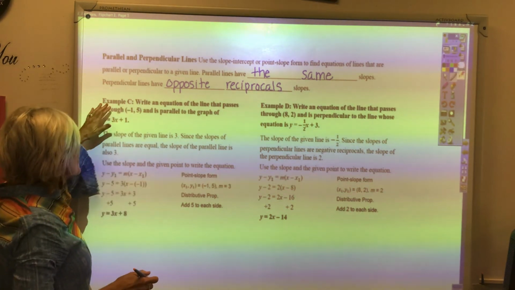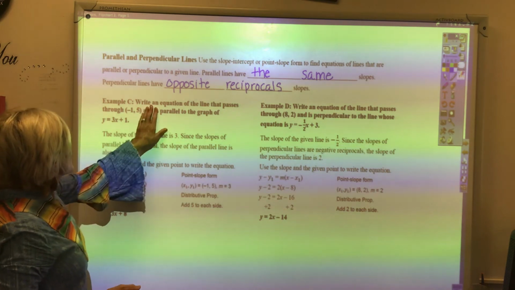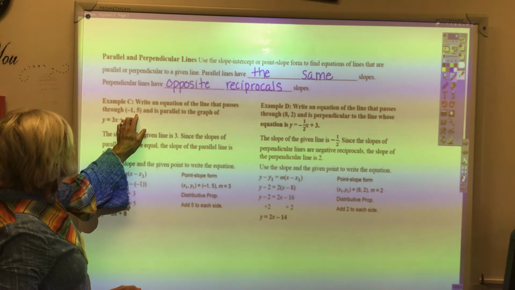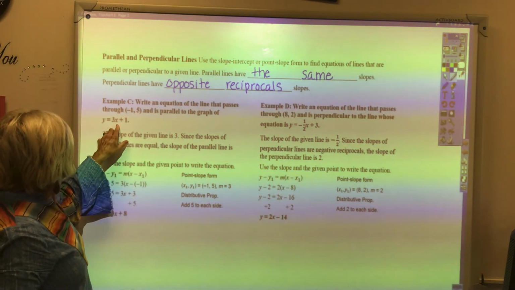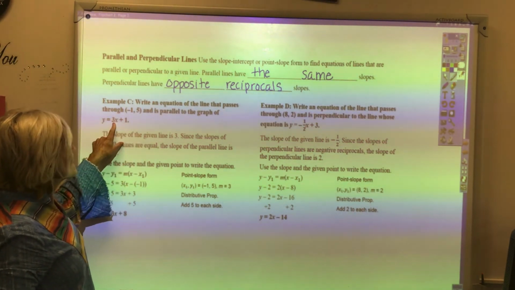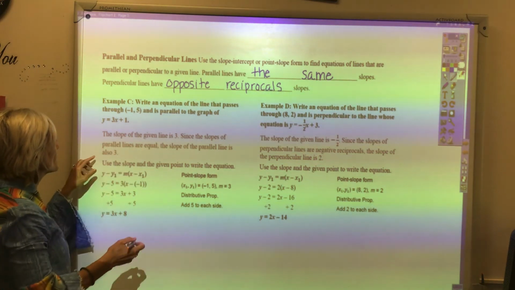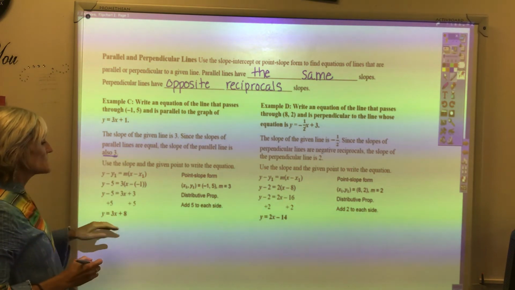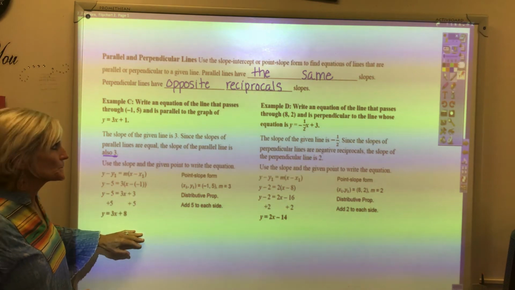And so, just to mention on these two examples that are worked out for you, write an equation of a line that passes through negative 1, 5 and is parallel to the graph of y equals 3x plus 1. The slope of the given line is 3. Since the slopes of parallel lines are equal, the slope of the parallel line is also 3. And you can see the formula worked out, which we're about to do together.